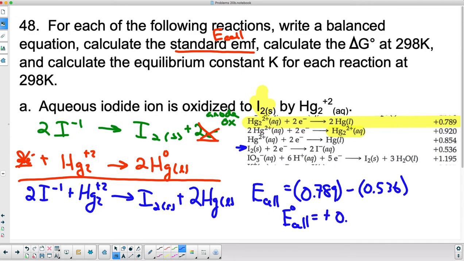That's a positive 0.253, which means this is spontaneous. Okay, that's the first part. I did the balancing and I did the calculating with the standard E cell. So let's go right into the next part.